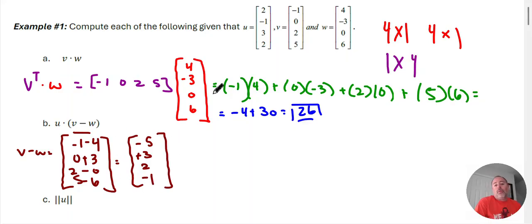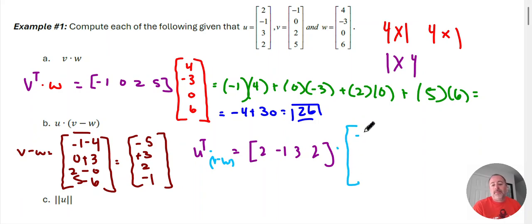All right. And now what we're essentially going to do is transpose U, because again, we'd have the same issue. We had in example A a 4x1, so we would transpose U, our very first one here, and so we're going to have that transpose U is going to be 2, -1, 3, 2, and we're just going to dot that with our now V minus W, which again has become -5, positive 3, 2, and -1.